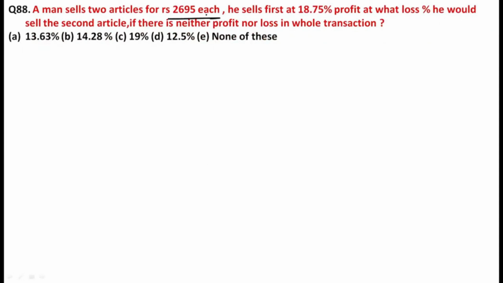Next. A man sells two articles at 2,695 each. He sells the first at 18.75% profit. So what is the loss percentage if he sells the second article with neither profit nor loss in the whole transaction? So the man sells two articles for 2,695 each. The price is the same. The first profit is 18.75%. What is the next loss? The final value is no profit.